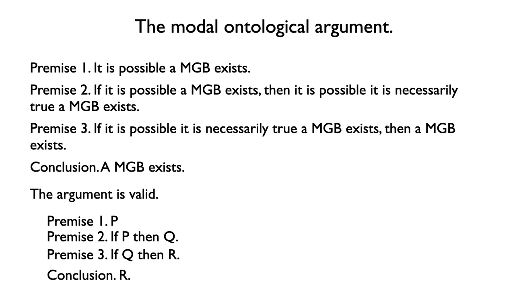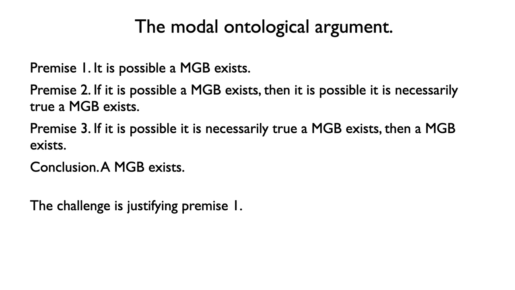Finally, this argument is valid. It is of the form premise 1, P; premise 2, if P then Q; premise 3, if Q then R; therefore R. So the conclusion follows from the premises. And of course the challenge is justifying premise 1. As always, the challenge is showing that it is possible a maximally great being exists.